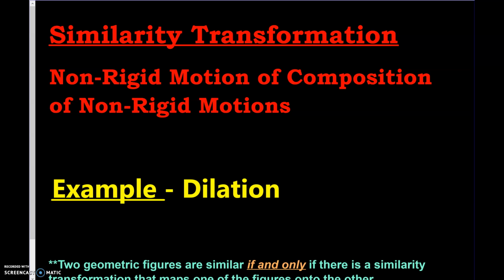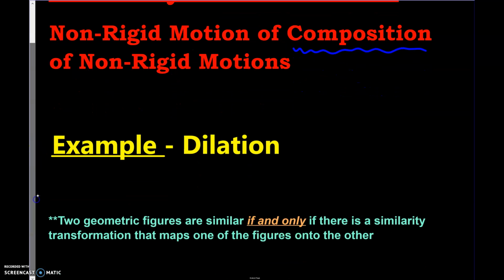So a similarity transformation is a non-rigid motion. Non-rigid motion means we are talking about a dilation. So it has to go through a dilation, which is a composition, which means two or more different ones, and one of them is going to be a dilation. So two geometric figures are similar if and only if there is a similarity transformation that maps one of the figures onto the other.